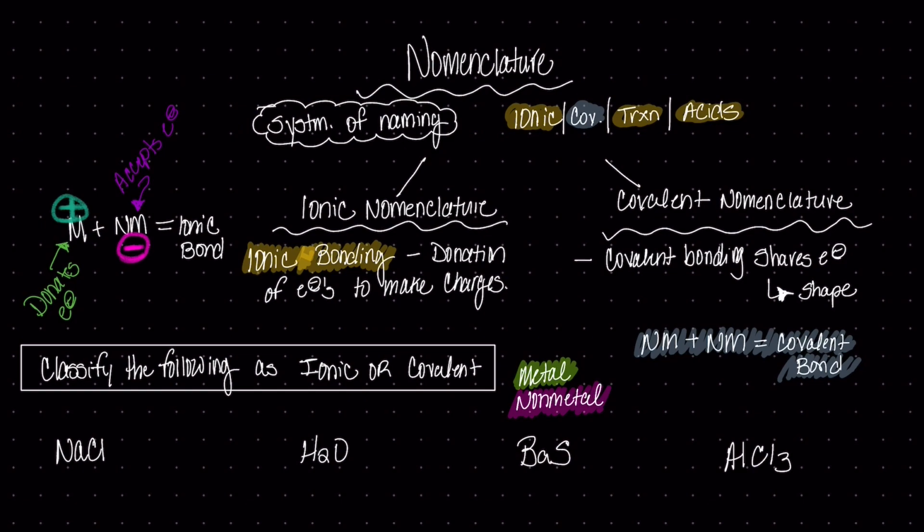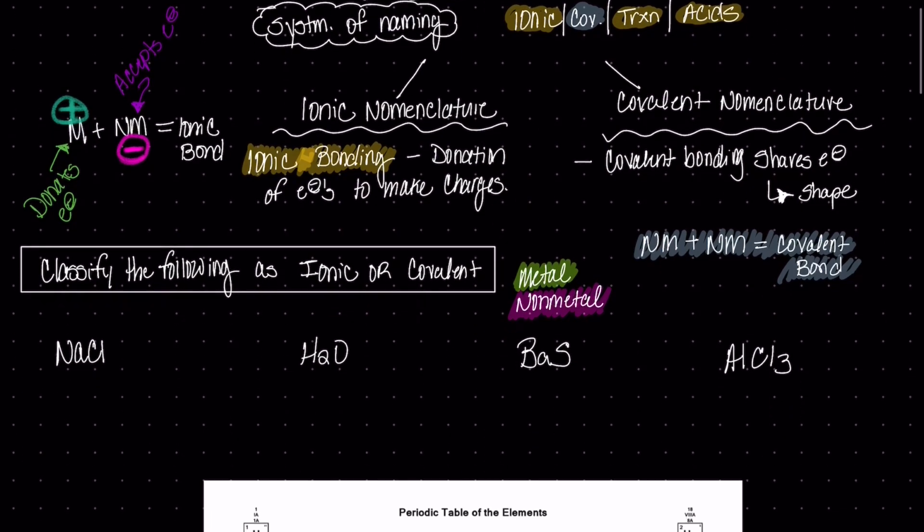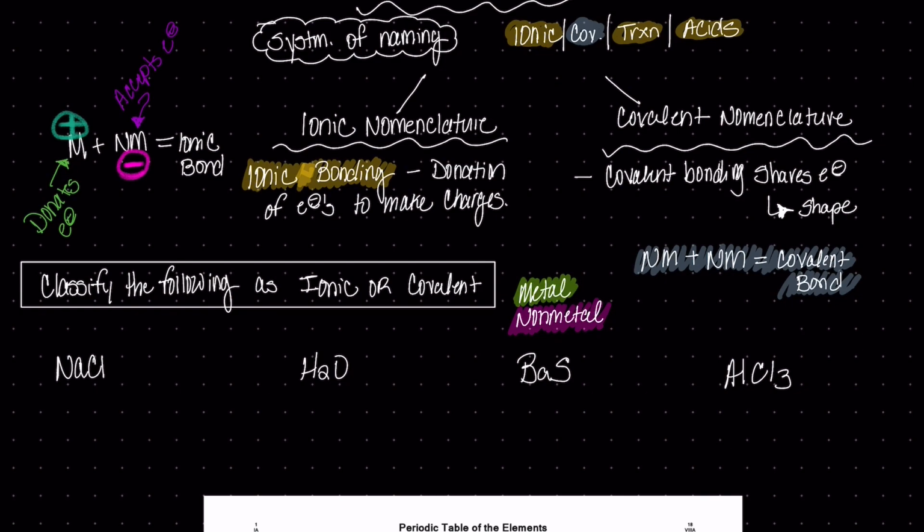And here in general chemistry, we're going to cover ionic and covalent and a couple of subsets of ionic bonding, being transition metals and acids. They follow similar rules, so basically all you need to really understand is ionic and covalent, and you'll be good to go in general chemistry here. But to understand ionic nomenclature and covalent nomenclature, you got to understand what's happening. So let's start with ionic nomenclature.